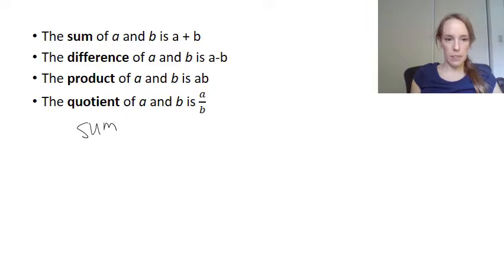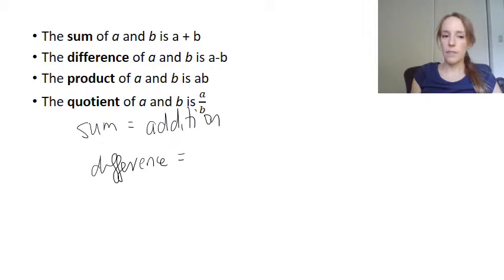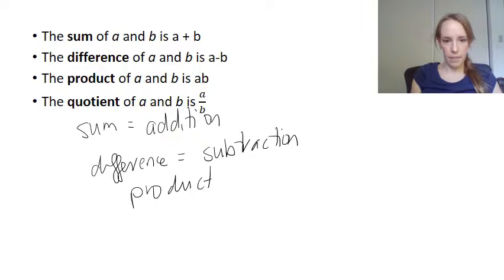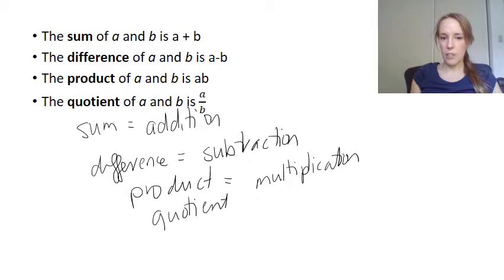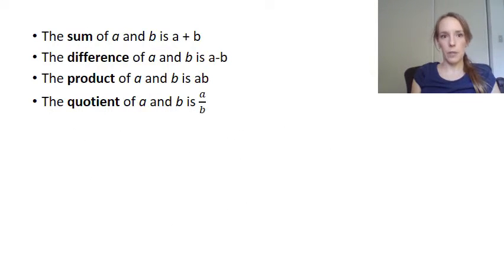So to sum up, sum is addition, difference is subtraction, product is multiplication, and quotient is division. Excellent. Cool. So those are a few words that you have to get your head around as well.